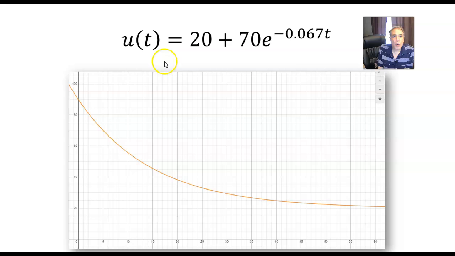So here's what the specific function would be in that situation, and here's what the graph looks like. The coffee starts out at 90 degrees, and over time it cools off and approaches 20 degrees. So after 60 minutes, the temperature of the coffee is just a little bit above the temperature of the room that it's sitting in.